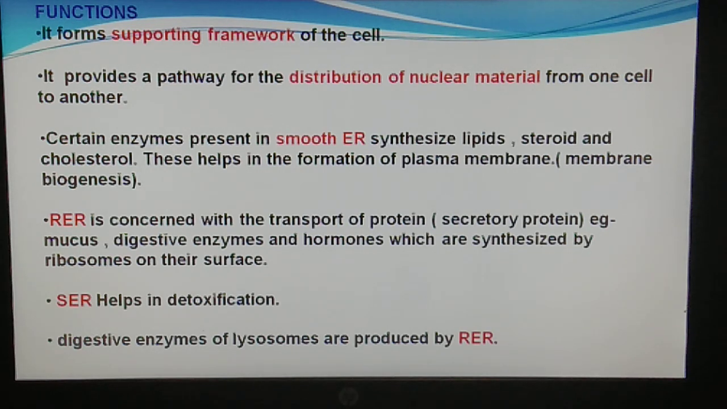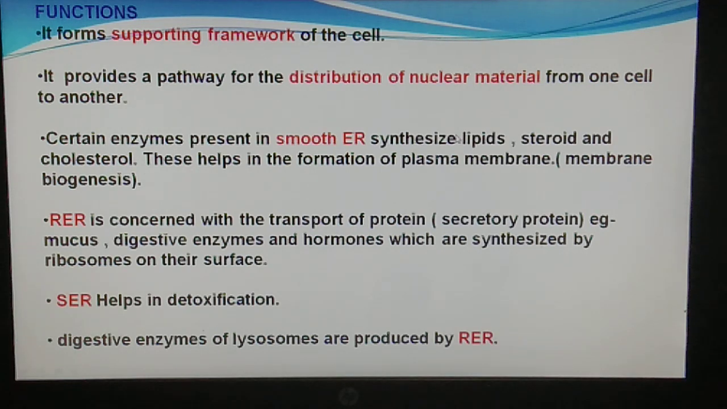The next we have is certain enzymes present in smooth endoplasmic reticulum. Now students, this is basically the function of smooth endoplasmic reticulum, that is to synthesize lipid, steroid, which is an organic substance, and cholesterol. And these help in the formation of plasma membrane. And students, this is a very important term here, membrane biogenesis. So if it comes in your exam, you can write down about the membrane biogenesis.